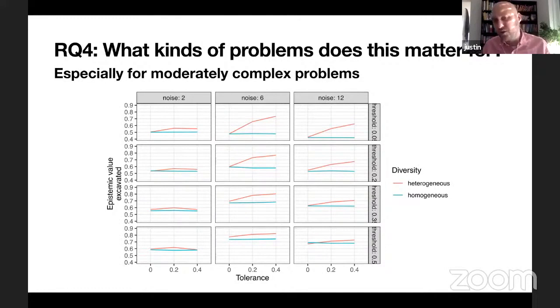So it's your social threshold, that's the rows going down. The top row is people are on average more conformist, and the bottom row is people on average are more maverick. And the thing is that realistically, we know mavericks are rare. You're not going to get a population that's 50% maverick, 50% conformist. Mavericks are just not that common. So in the real world, the top row is the more likely kind of scenario. And so tolerance gives you a bigger boost to diversity for moderately complex problems, that's the middle column, and in a realistically conformist society, that's the top row.